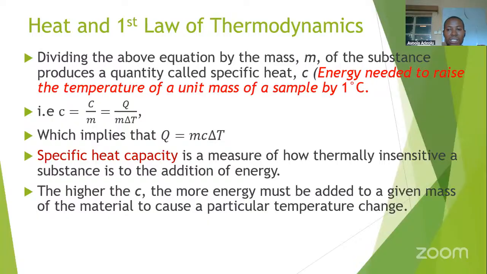Specific heat capacity is the energy needed to raise the temperature of a unit mass. Consider this statement very well. This is the difference between the heat capacity and the specific heat capacity. Heat capacity will tell you the energy to raise the temperature of that sample by 1 degree Celsius, but for specific heat, we say to raise the temperature of a unit mass of that sample by 1 degree Celsius. That's the difference.